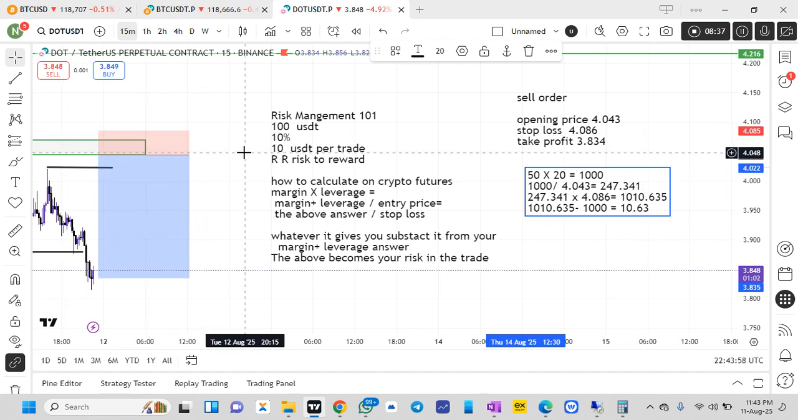With time, this gives you an edge to calculate it. If you reduce it to maybe 19 or 18x, it might give you $10 even. But from this calculation, it means that we are risking $10.63. Now if you want to calculate the take profits, you don't need to do more.